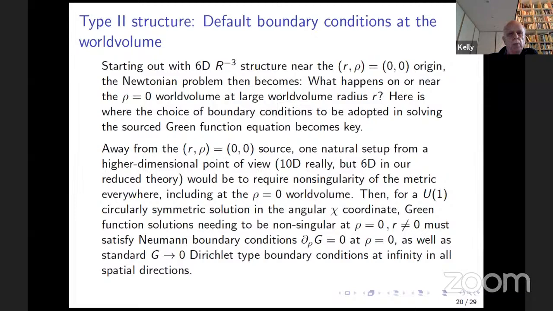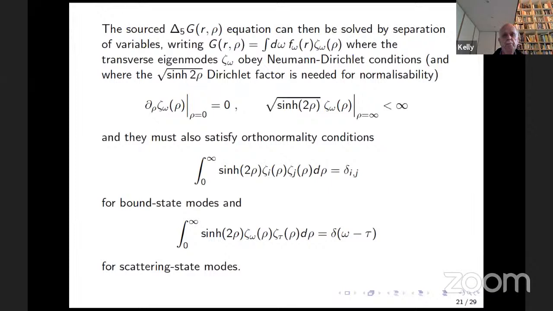And now you can solve that problem by separation of variables. Functions f on the world volume, functions zeta in the transverse space. And again, the transverse eigenmodes have to satisfy Neumann at the world volume, Dirichlet at infinity boundary conditions. And here are the conditions that we impose. They have to satisfy also orthonormality conditions, with Kronecker deltas for the bound states and delta functions for the scattering mode states. Okay, so that's the setup of the problem with transverse wave functions zeta.